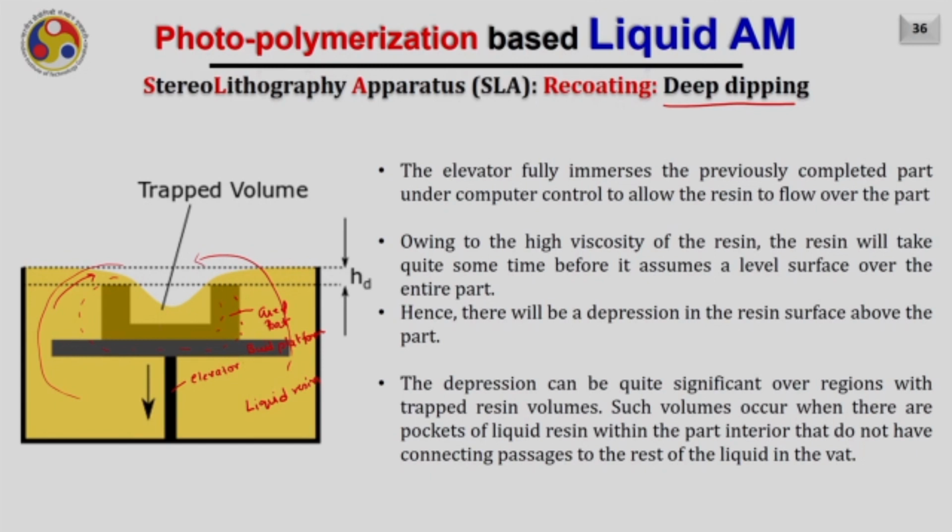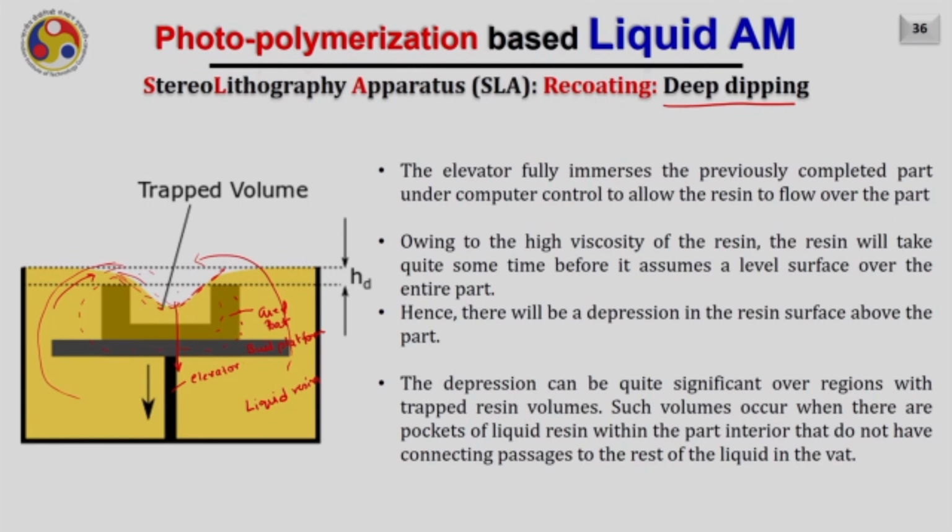So, this is the cured part. Owing to the high viscosity of the resin, it will take quite some time before it assumes a level surface over the entire part, because of the finite value of the surface tension. And of course, if the surface tension is less, it will take less time. If the surface tension is high, it will take more time to get settled over the cured part. Hence, when we dip the part into the liquid vat, a depression occurs. This particular valley, what you are seeing here, this depression, occurs in the resin surface just above the part.